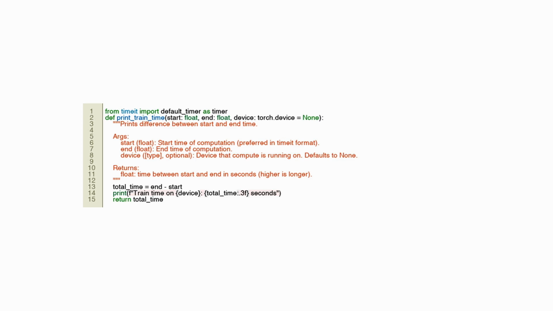Inside the function, the difference between start and end time is calculated and stored in the variable total_time. Then, a statement is printed to the screen that displays the device and the total time in seconds, with the precision of 3 decimal places. Finally, the function returns the total time to the caller. This function can be used to measure and print the difference in time for training a computer vision model using PyTorch.